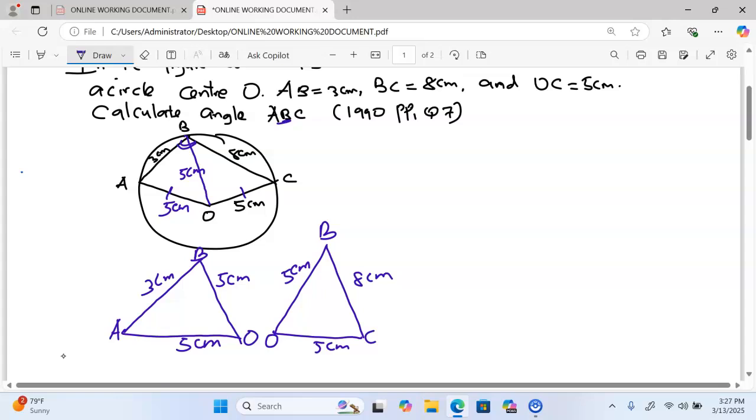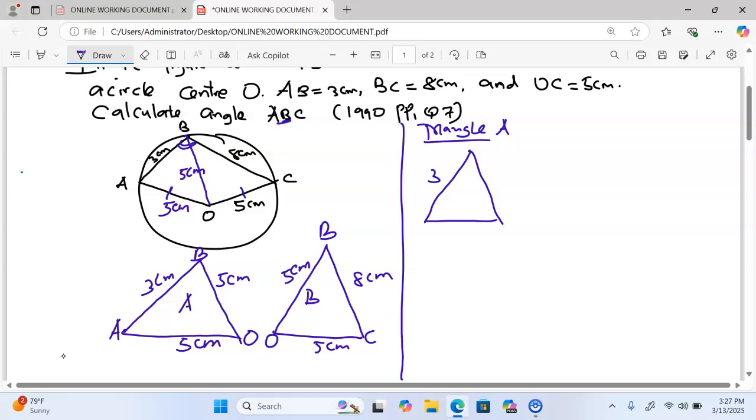Once we have isolated that, we can begin with triangle A and get the angle. So this one is 3, this one is 5, this one is also 5. We need this angle here. We can call it angle theta. And since we are looking for the angle that corresponds with this side of 5, we are going to use cosine rule as follows.